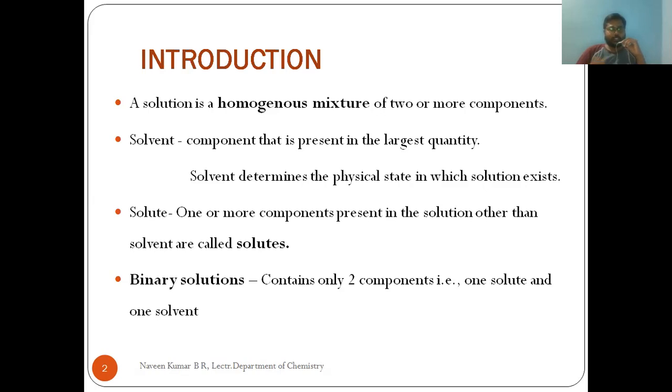A solution is a homogeneous mixture of two or more components. Whatever the number of components present in a given solution, if it is in the form of a homogeneous mixture, then the resultant we can call a solution. What are those components? All the components present in the solution are broadly divided into two main types, that is solute and solvent. Now we'll understand what is a solute and what is a solvent.